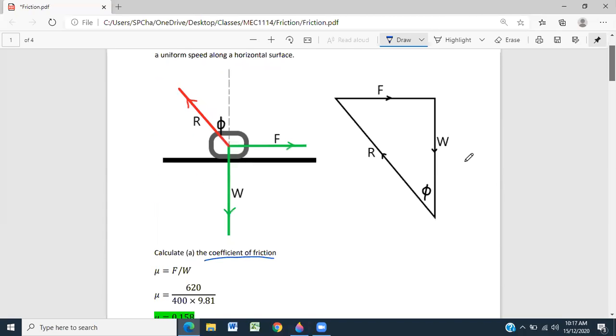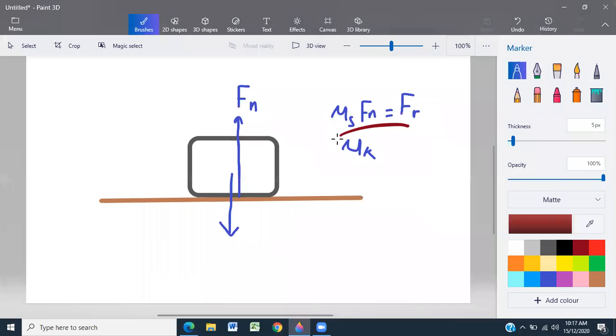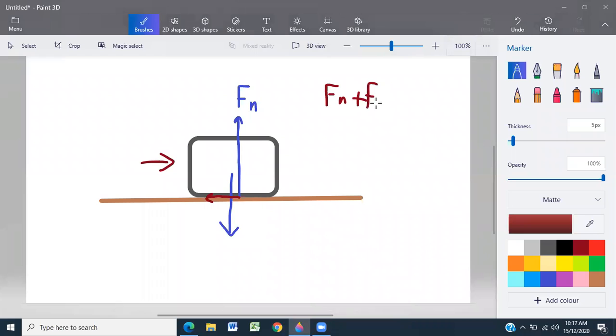So again, let's go back to a little diagram. Remember we were talking about contact forces, and how there's a normal force. And if you were to try and push this way, there would be frictional force. And then the resultant of the normal plus the frictional force would be the resultant force. So it would be something like this.